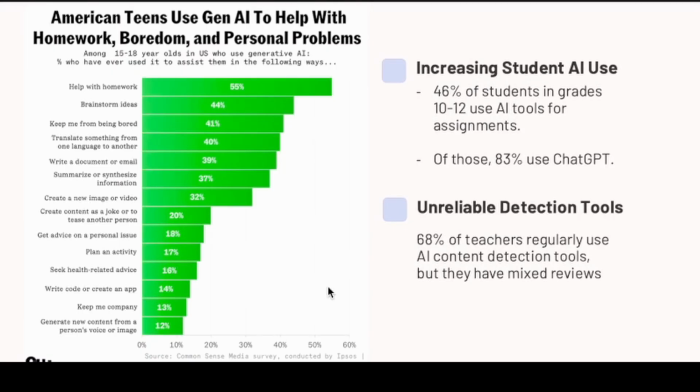In this survey, we see that over half of teenagers say that they use AI to help with their homework. In a Pew Research study, I believe the 10th through 12th graders, it was 46%. In general, you're seeing about half of students reporting using AI to help with their assignments. Overwhelmingly, it's ChatGPT that they're using, but this is not going to go away. So it's something we want to have a good approach and know how to deal with.